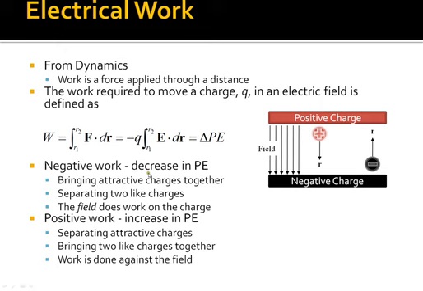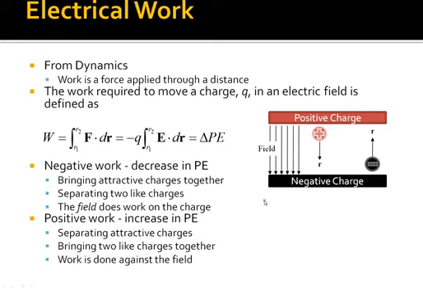So positive work decreases the potential energy. This is what happens when we bring attractive charges together, or separate two like charges, and we say that the field does the work on the charge. Negative work increases the potential energy, which means that work needs to be put into the electrical system to separate attractive charges or bring two like charges closer together. In this case, work is done in the direction opposite of the field.